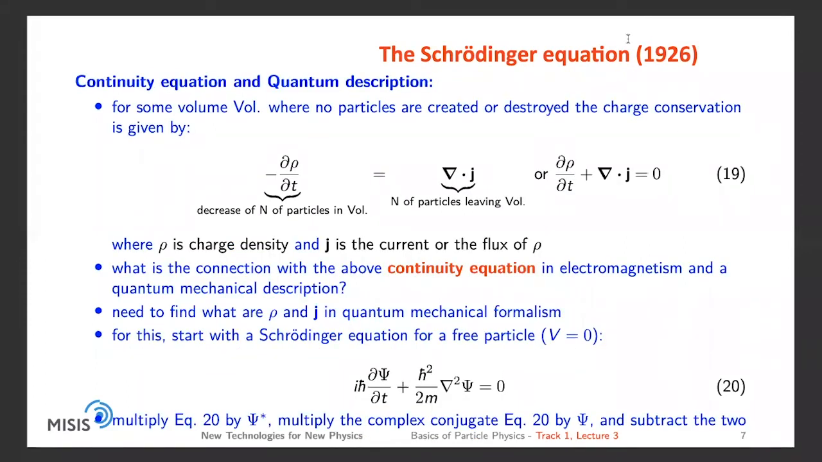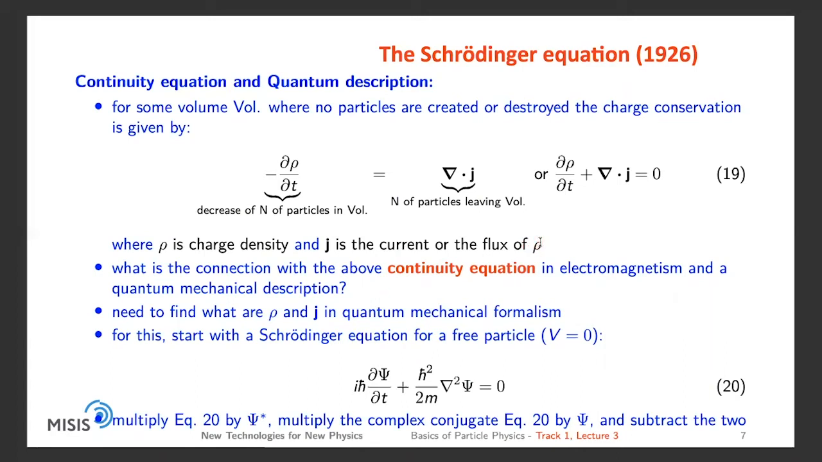Now we can also remember the continuity equation in quantum description. For some volume, where no particles are created or destroyed, the charge conservation is given by the following equation. We have minus d rho over dt, which corresponds to the decrease of the number of particles in this volume, equal to the divergence of particle current, the number of particles leaving this volume. Or equivalently, we can write it like this. So in this case, rho is the charge density and J is the current, or the flux of rho.